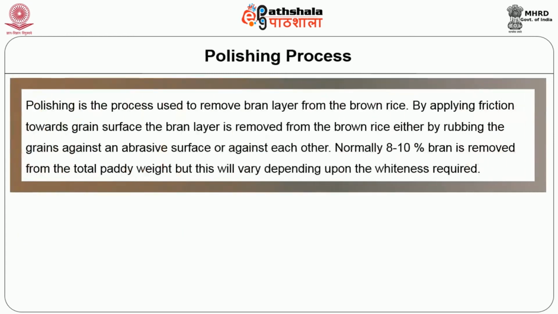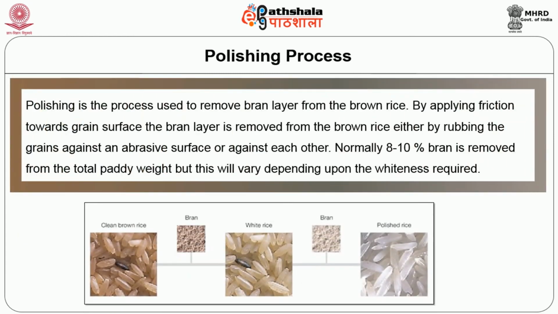Polishing process. Polishing is the process used to remove the bran layer from the brown rice. By applying friction towards the grain surface, the bran layer is removed from the brown rice either by rubbing the grains against an abrasive surface or against each other. Normally, 8 to 10% of bran is removed from the total paddy weight, but this will vary depending upon the whiteness which is required.